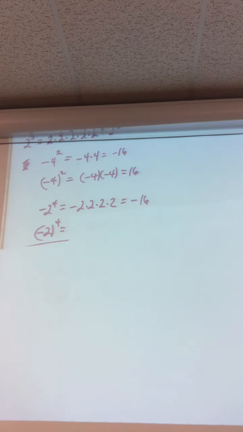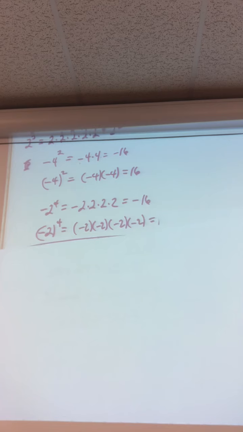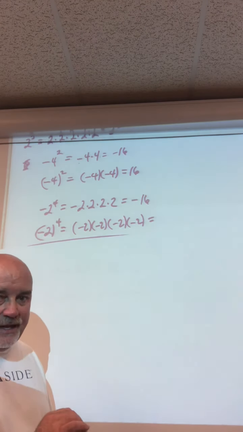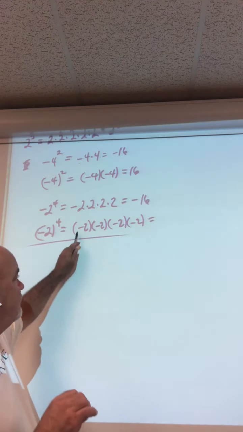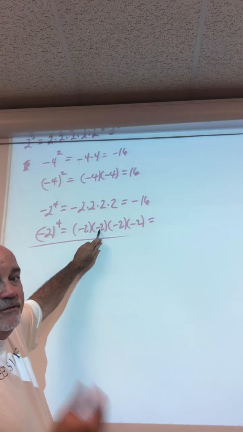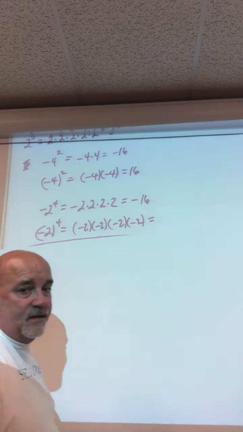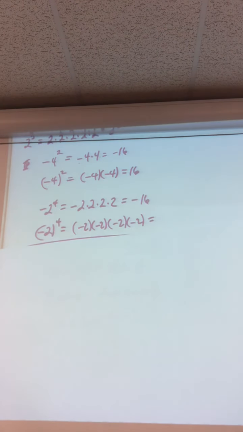But in the next one, the base is negative 2. So you repeat the negative 2 4 times. Now remember, every 2 negatives in multiplying, not in adding and subtracting, every 2 negatives in multiplying gives you a positive. So this will give you a positive and that will give you a positive. So the answer to this is positive. Now you just multiply 2 times 2 times 2 times 2, which is 16.